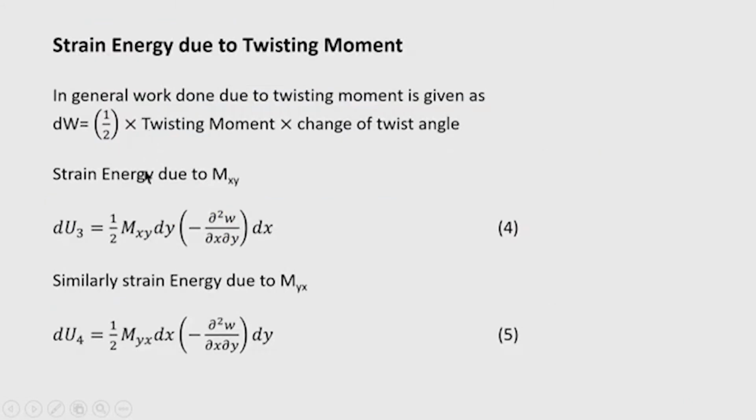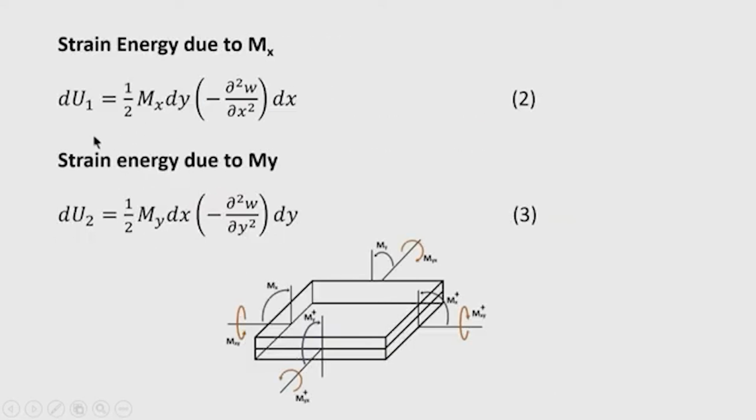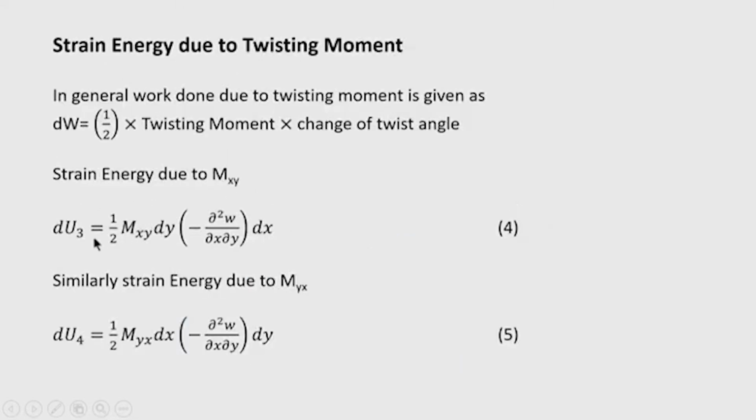So, what are the components? Let us see. du1 is one component, that is contributed by Mx. du2 is another component, that is contributed by My. Then du3 is another component contributed by Mxy, and lastly du4 is the part of the strain energy that is produced due to Myx. Okay.